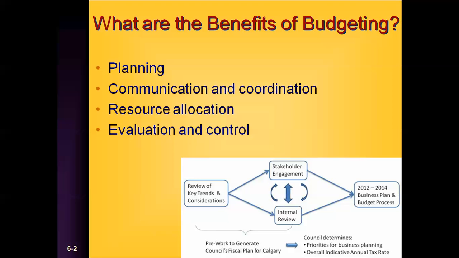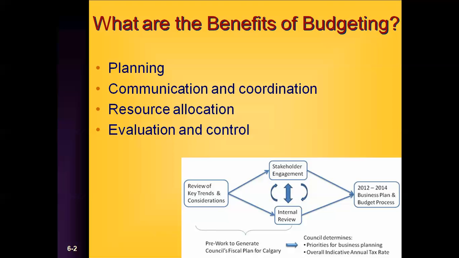The second benefit is communication and coordination. The whole budgeting process, the whole development of an annual plan, promotes communication between departments and coordination of departments. So it's kind of like the right hand knows what the left hand is doing. The sales department knows what the production department is doing, and vice versa. The third is resource allocation.